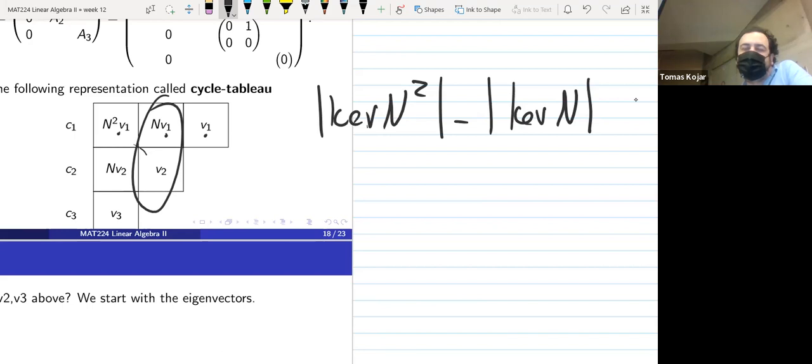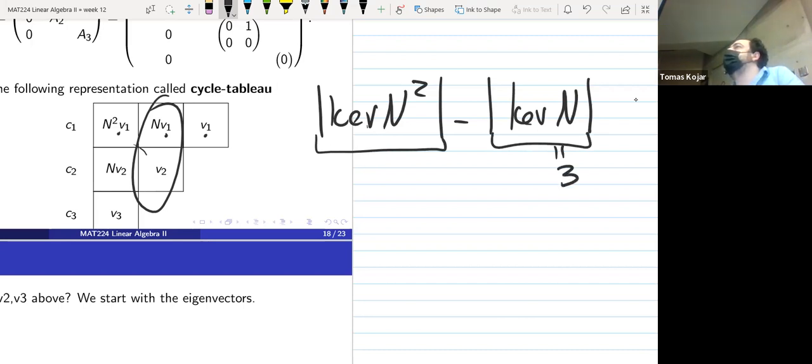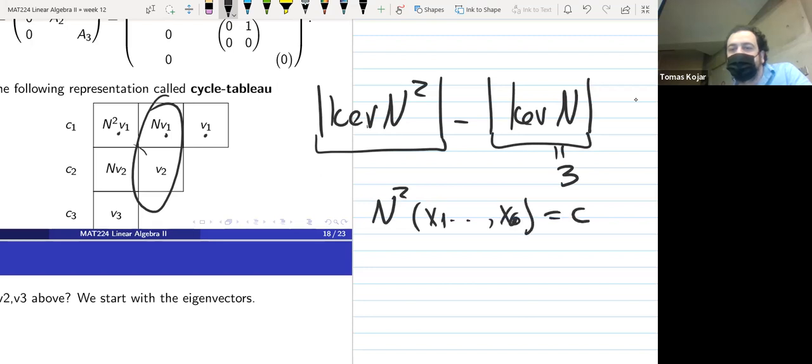But let me see. What should I tell you? I don't know what I'm trying to tell you here. So I suppose I will have to compute this separately. We already got this to be 3. So I have to find the kernel of n squared. Okay. Let me do that. So n squared of x1 through x6 equal to 0.